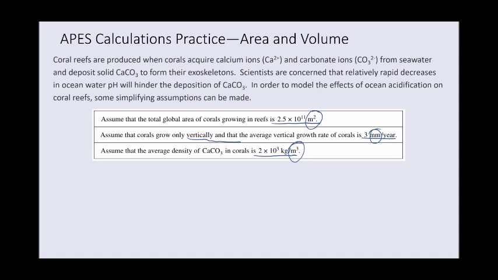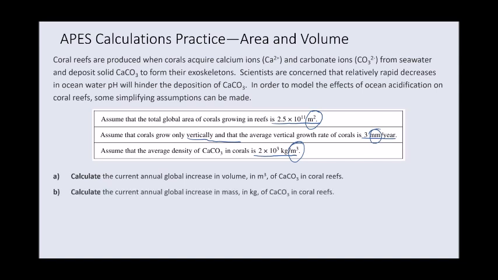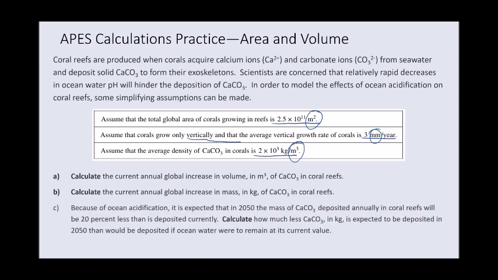I'm dealing with area and volume. So what do they want us to do? Calculate the current annual global increase in volume in meters cubed of calcium carbonate in coral reefs. Calculate the current annual global increase in mass in kilograms of calcium carbonate in coral reefs. Because of ocean acidification, is it expected that in 2050, the mass of calcium carbonate deposited annually in coral reefs will be 20% less than is deposited currently? Calculate how much less calcium carbonate in kilograms is expected to be deposited in 2050 than would be deposited if ocean water were to remain at its current value.